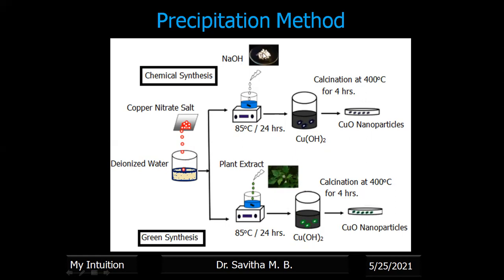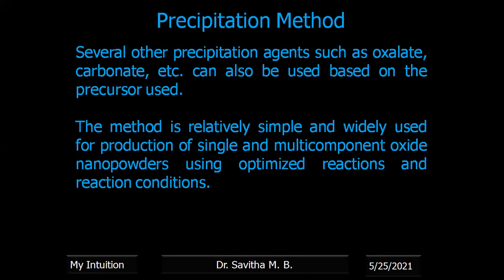This is the precipitation method. Before moving on, in the precipitation method you can use many reagents. We have taken the example of sodium hydroxide. You can also use carbonate, oxalate. All these can be based on the precursor. This method is relatively simple and widely used for the production of single and multi-component oxide nanoparticles, using optimized reactions and reaction conditions. Reaction conditions means what temperature should be maintained, how long it should be aged, all these.